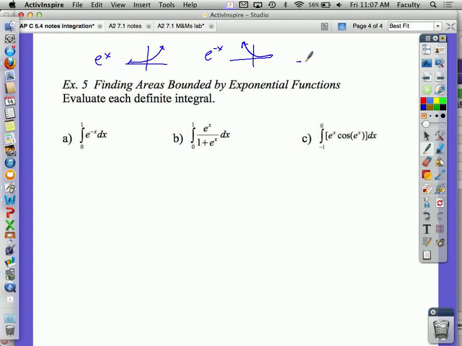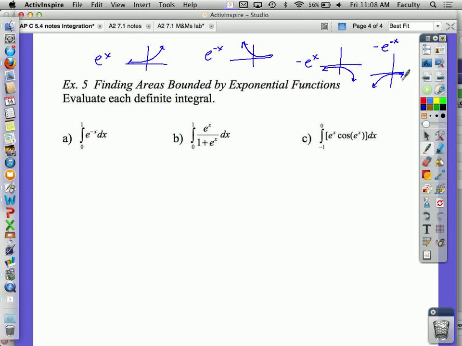Then if I had negative e to the x, let's review this one. That's this one with a negative out front. That's going to reflect it down. And then what would negative e to the negative x look like? It's going to be this one that got flipped down. Okay, you see how you can just sort of reason that out. So when they're asking you to find an area, it's either all positive or all negative, and it's always bounded to the x-axis.